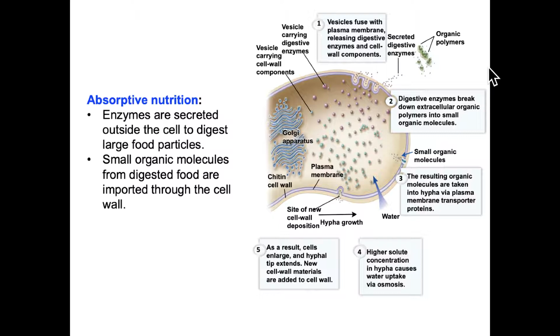So let's once again review this very different form of nutrition called absorptive nutrition, in which enzymes are secreted outside the cell to digest food. First, in the upper image, number 1, we find that vesicles carrying digestive enzymes fuse with the plasma membrane, excreting the digestive enzymes into the external environment, which then break down organic polymers. The small molecules that are then formed are taken up by the hyphae, and that results in growth. The higher solute concentration that occurs following the uptake of these molecules causes the hyphae to take up water via osmosis. And as a result of taking up the water, the hyphae can grow.